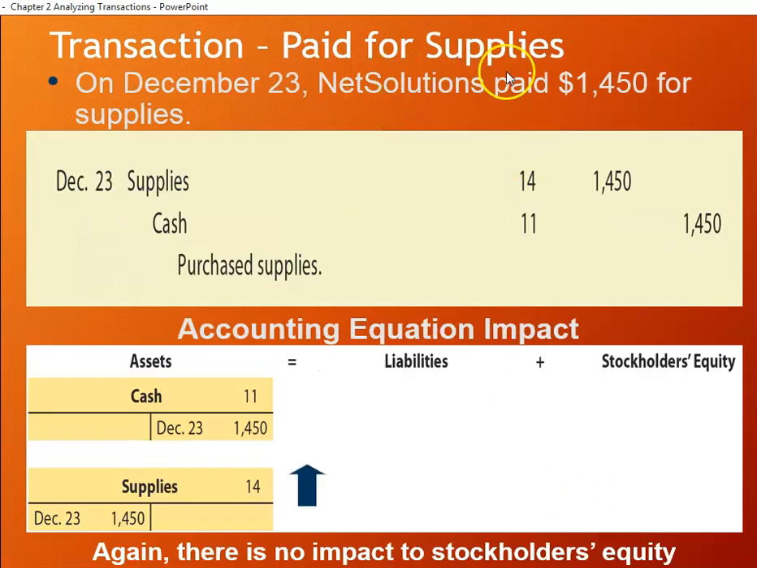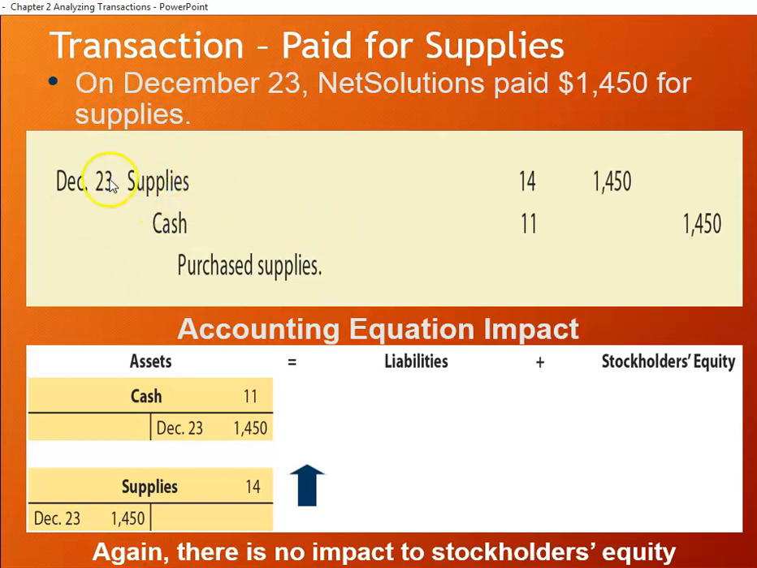All right, paid for supplies. On December the 31st, NetSolutions paid $1,450 for supplies. This is pretty straightforward. Now, if you recall, earlier back in November, they bought supplies on account for $1,350. That's not what we have going on here. Here they're buying supplies and they're paying for them.